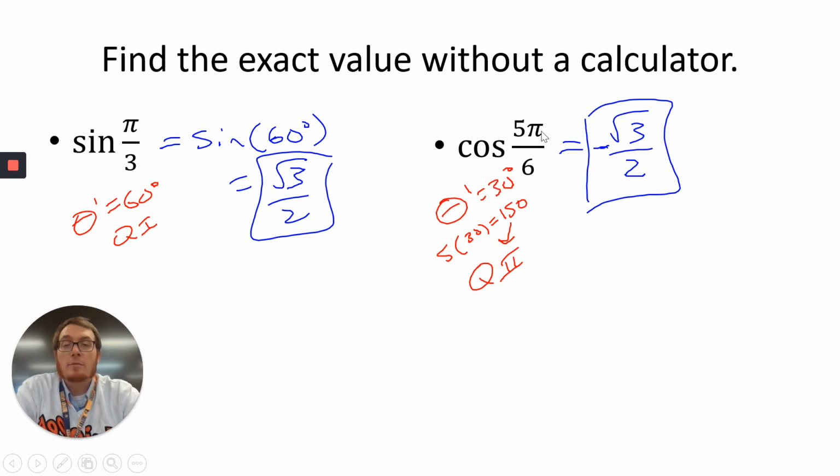Cosine of 5 pi over 6: the reference angle is 30, so I can figure out the ratio right there. Adjacent to 30 is √3 over 2. It's actually the exact same triangle as this one, because they're cofunctions. 60 for sine is the same as 30 for cosine. The only difference is this one's negative because it's in quadrant 2. And since it's in quadrant 2, all students take calculus: sine is positive in quadrant 2, but cosine and tangent are negative.